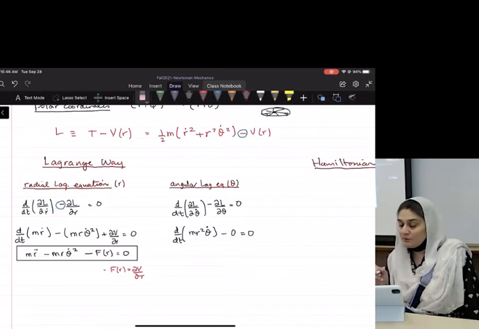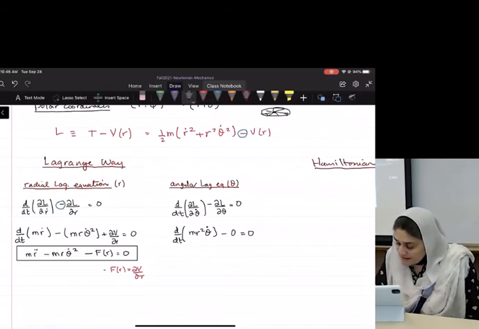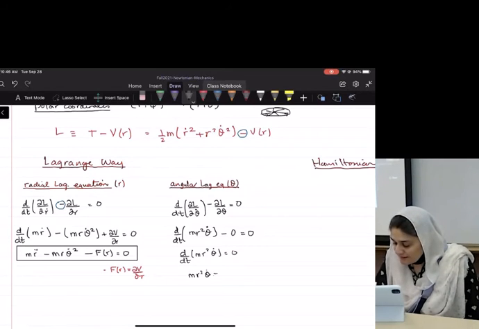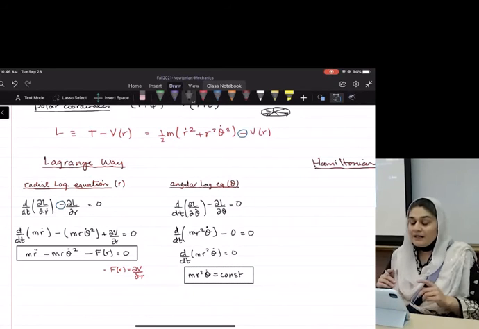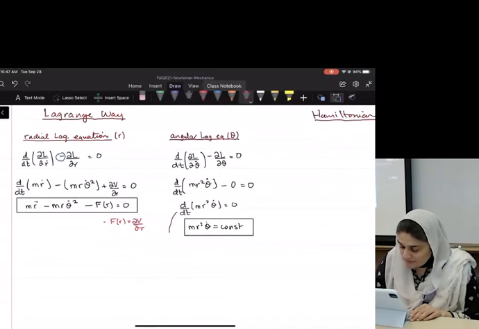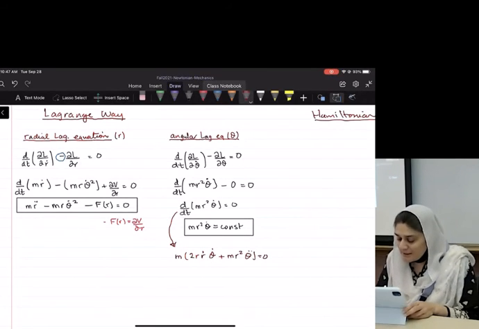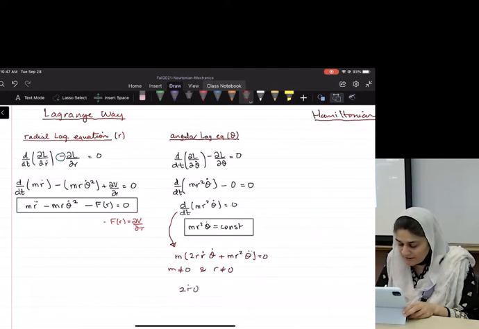There is no term that has theta only, is there? Good. So then I can write d over dt of m r squared theta dot equals 0, which I can also say m r squared theta dot is a constant. I can also say from here, can I say m 2r r dot theta dot plus m r squared theta double dot equals 0? Since m is not equal to 0 and r is not equal to 0, may I rewrite this as 2r dot theta dot plus r theta double dot equals 0?